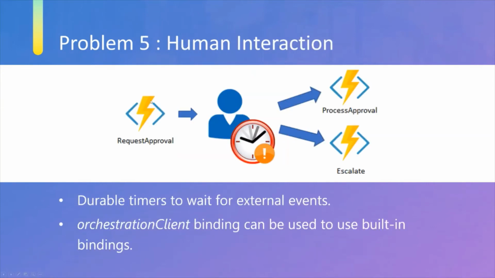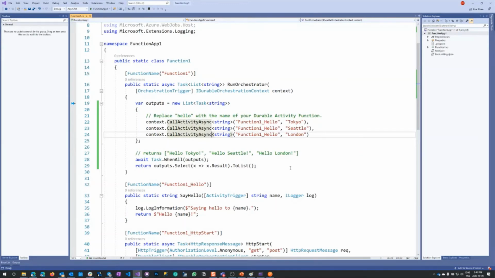The other one is human interaction. So what if there were some third-party event that I would love to have interacted with my orchestrator? How do I do that? Let me show you that, because that's an interesting part. I'm going to copy paste some more code from here and replace this with this.